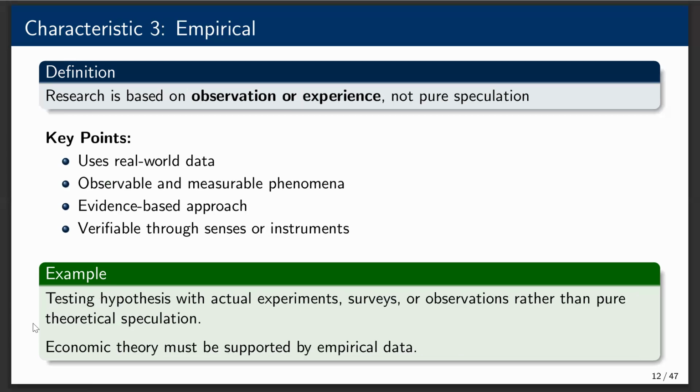Characteristic 3, empirical. Research is based on observation or experience, not pure speculation. The key points are: it uses real world data, it deals with observable and measurable phenomena, it is an evidence based approach, and it is verifiable through senses or instruments. For example, testing hypotheses with actual experiments, surveys or observation rather than pure theoretical speculation. Economic theory must be supported by empirical data.